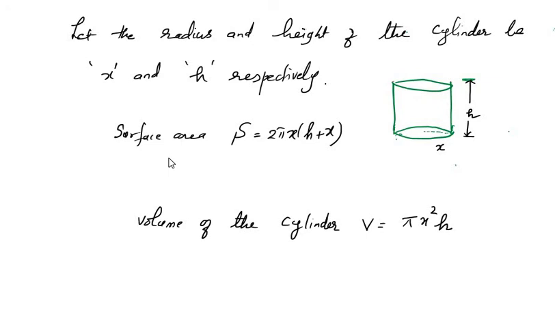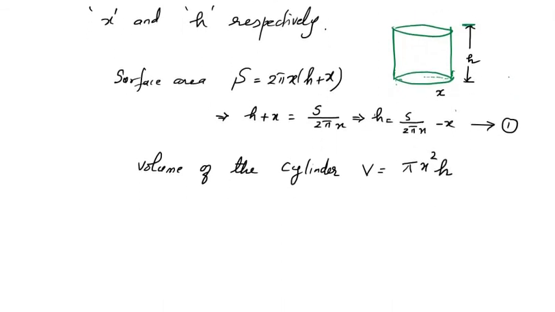See how you will write here. This implies h plus x. What is h plus x? That is s by 2 pi x. Right. And this implies h is equal to s by 2 pi x minus x. Therefore, this is equation number 1. This value of h must be used here to get the volume V in terms of one variable. Therefore, substituting in 1, see what we get now.